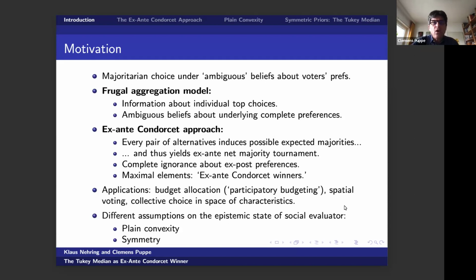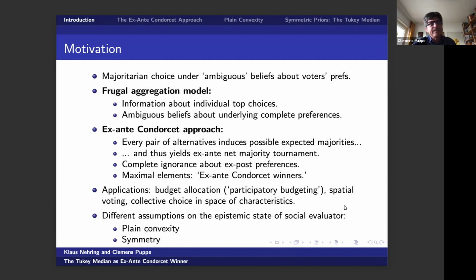First, and this we call frugal aggregation, we know by assumption individuals' top choices, right? So there is a space of alternatives. Each individual does have a complete preference over all alternatives, but we, and by we I mean a social evaluator, the person or the one who has to make the choices, know only the top alternatives for each individual.